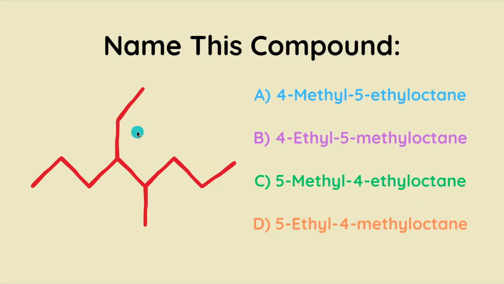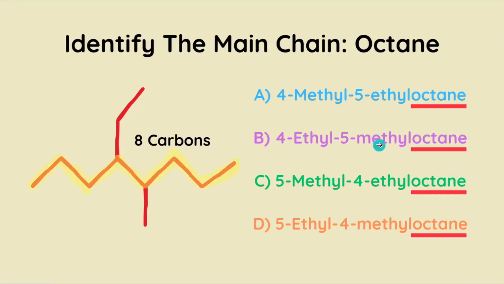What is the correct name for this compound? 4-methyl-5-ethyloctane, 4-ethyl-5-methyloctane, 5-methyl-4-ethyloctane, or 5-ethyl-4-methyloctane? Firstly, we identify the parent chain as an 8-carbon main chain, which means that we have an octane molecule. All of these answer choices have that, so all of these answer choices are still contenders.